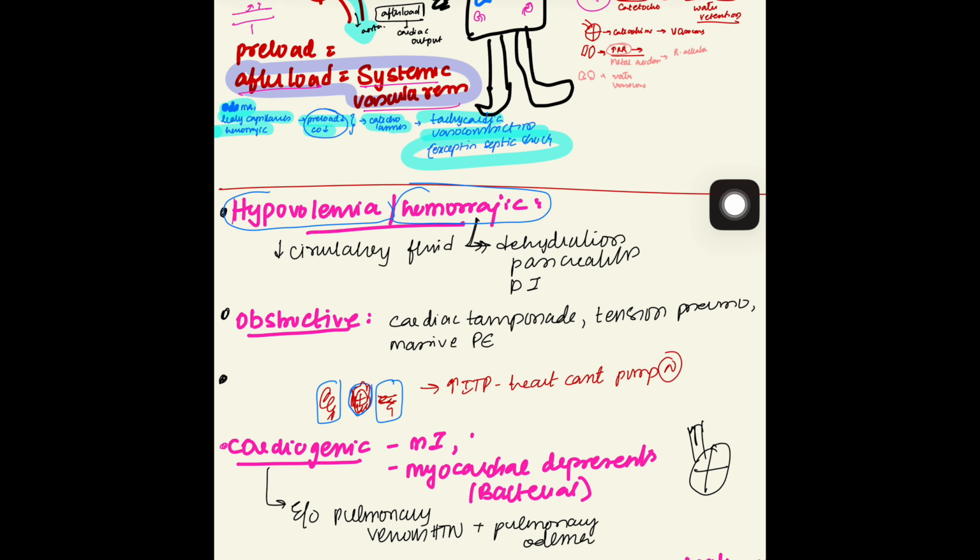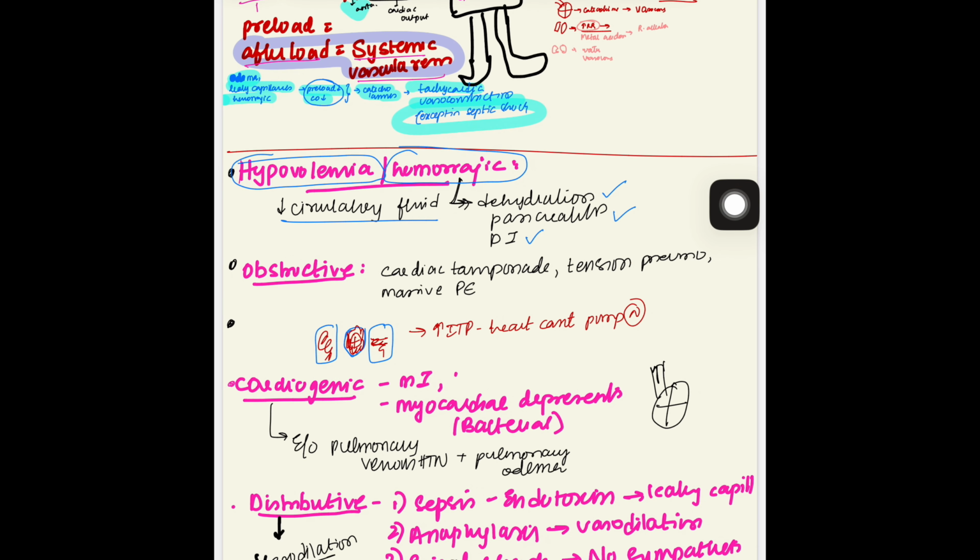In hypovolemic shock also, there is decreased circulating fluid. It can be because of dehydration, pancreatitis and diabetes insipidus. So what is obstructive shock? These are the different types of shock: one is hypovolemic shock, second obstructive shock, cardiogenic shock and distributive shock. Let's discuss the different types of shock. Hypovolemic shock done. Then what is obstructive shock?